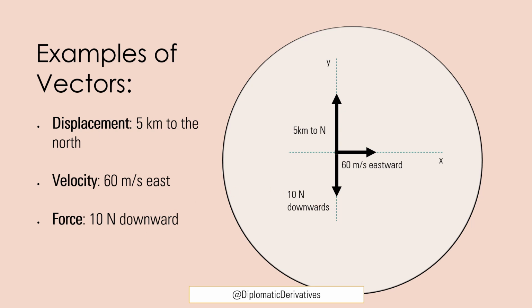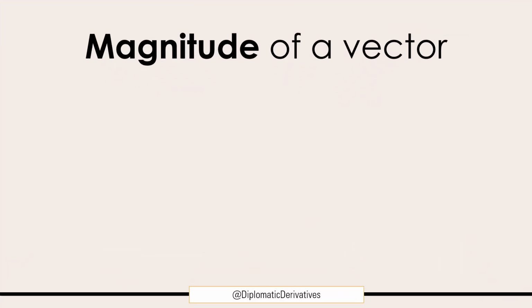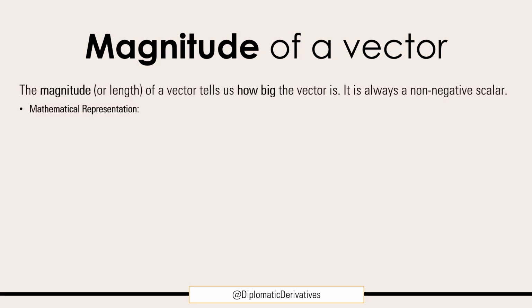Now we're going to see the two things in detail, that is magnitude and direction. These are the two things that define a vector. A vector is a quantity that has magnitude and direction. The magnitude or length of a vector tells us how big the vector is. It is always a non-negative scalar. So magnitude has to be non-negative. It's always a positive value.